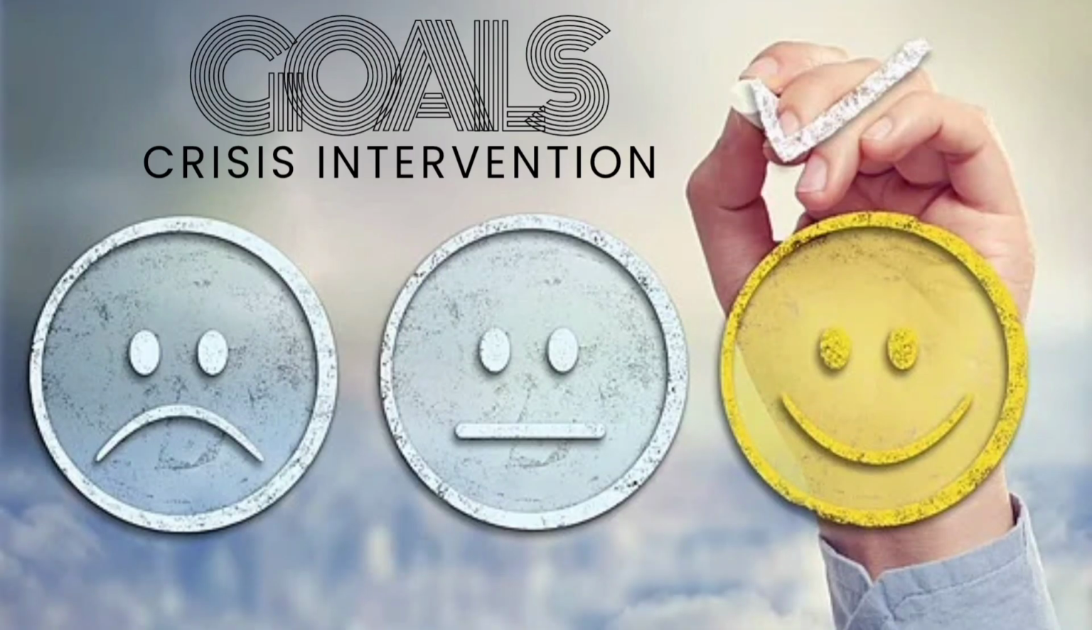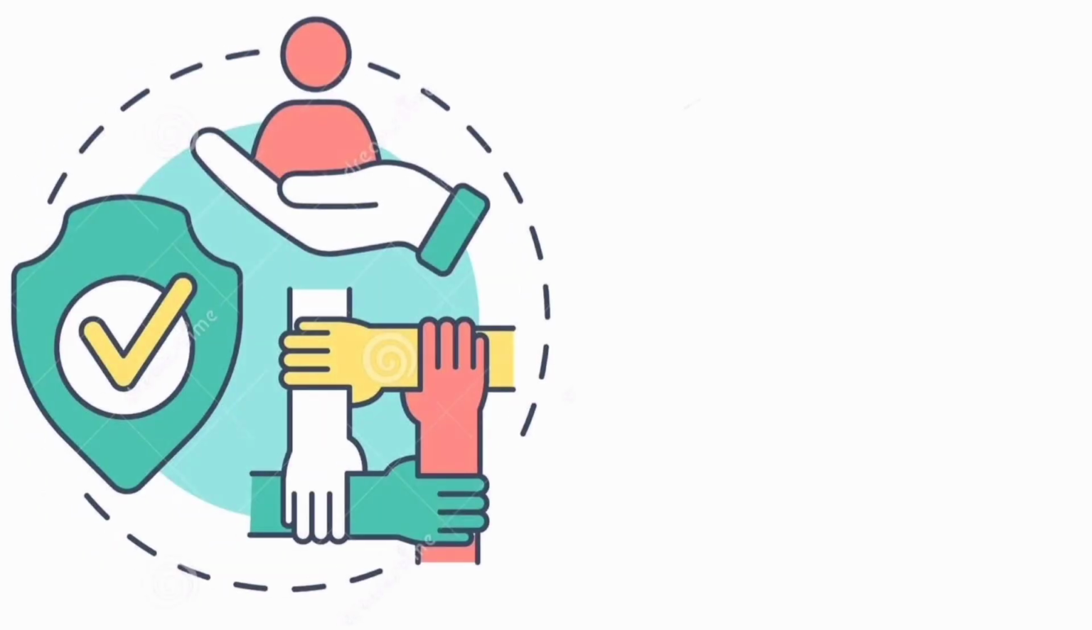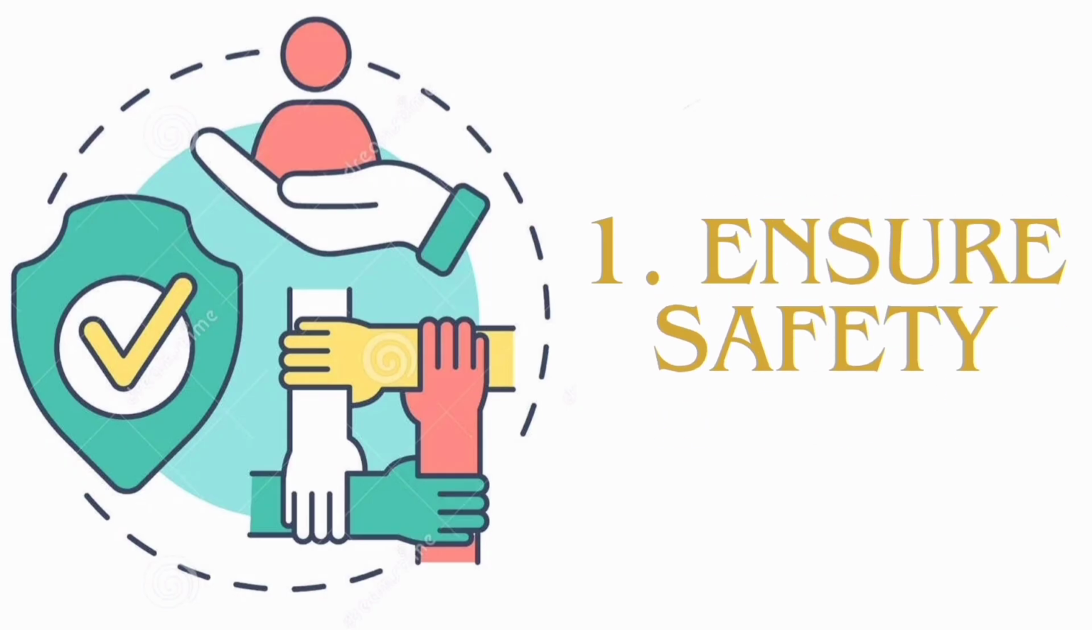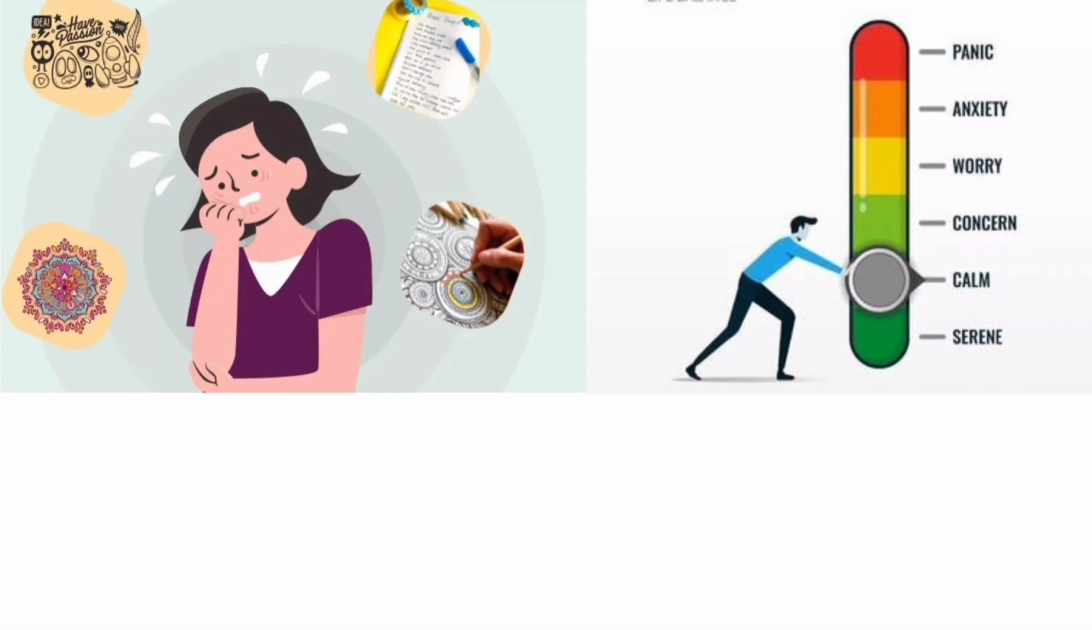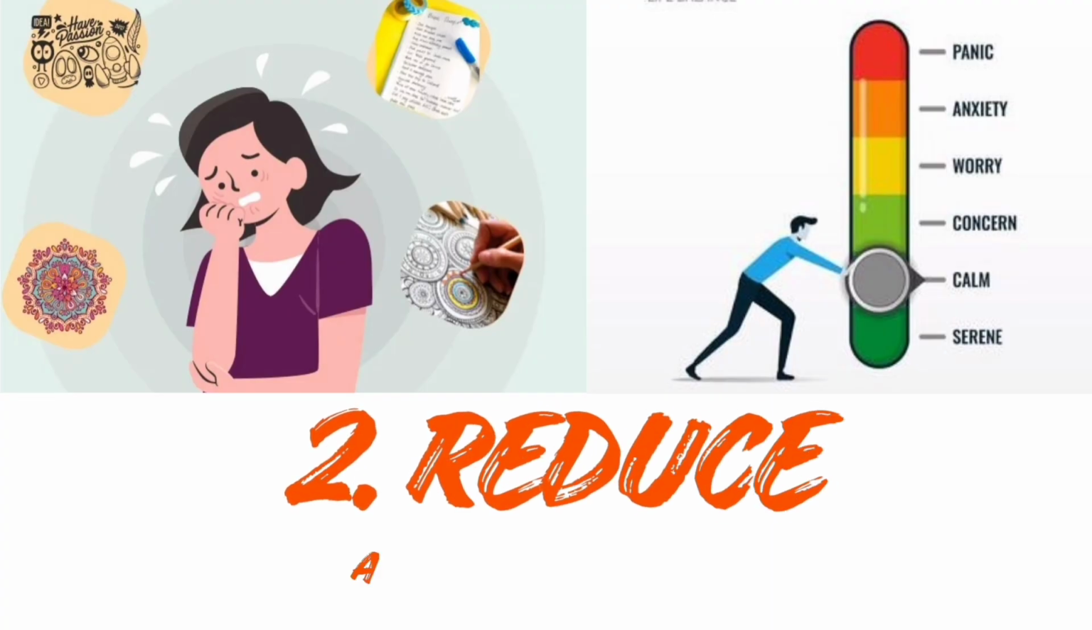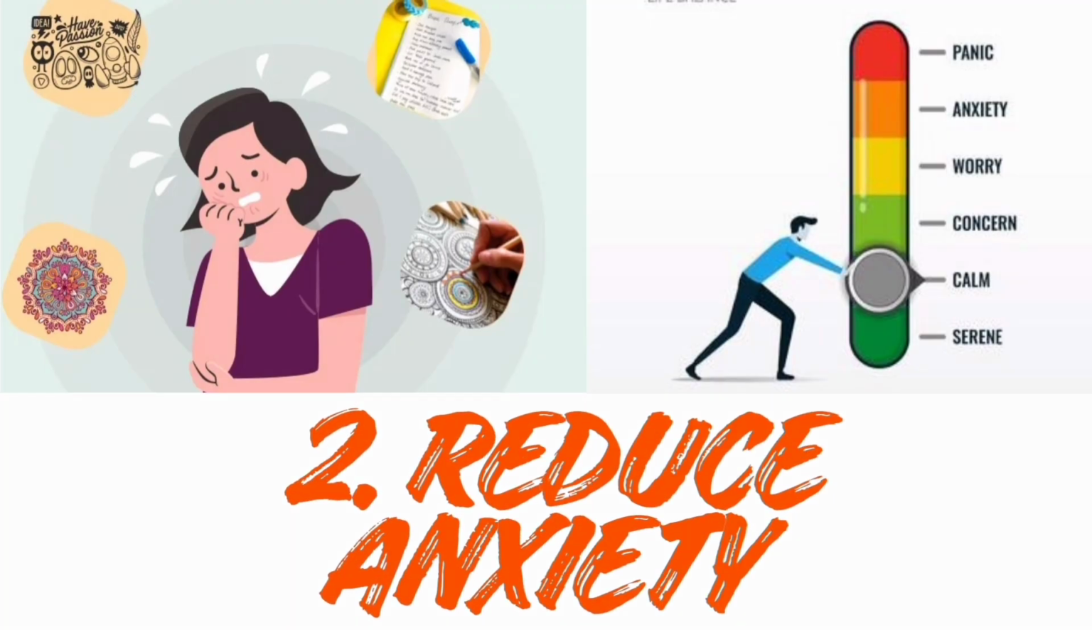Next, we will move on to the goals of crisis intervention. First one is ensure safety. It means we make sure the person is not going to harm themselves or anyone else. We will create a safe environment and stay with the client if needed. The second goal is reduce anxiety. When a person is in crisis, they are extremely scared or confused. So our job is to calm them, talk gently and help them feel stable.